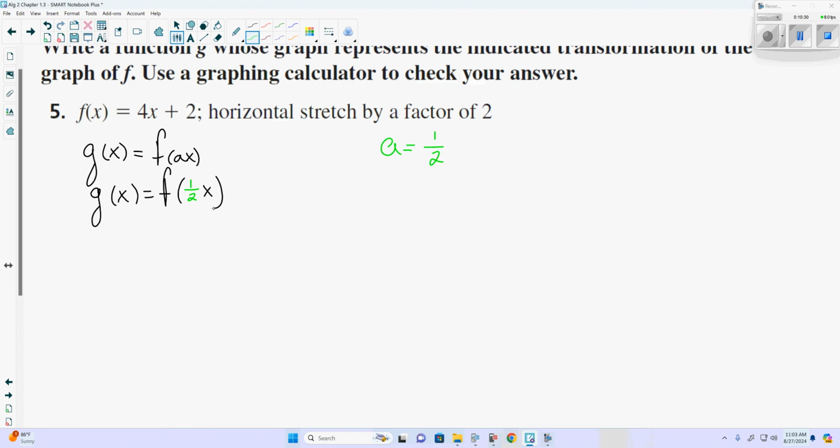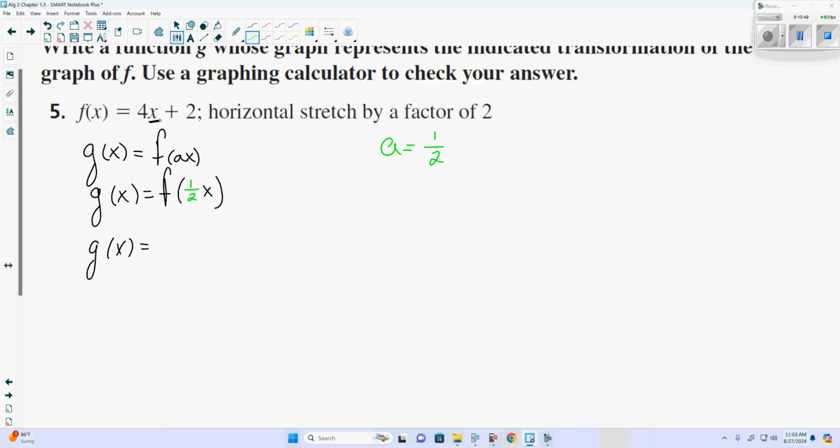So we get this here. So A, the value they gave us was 2, but the number we're going to plug in is 1/2. We have to flip it, 1 over. Now what we have is f of 1/2 x.